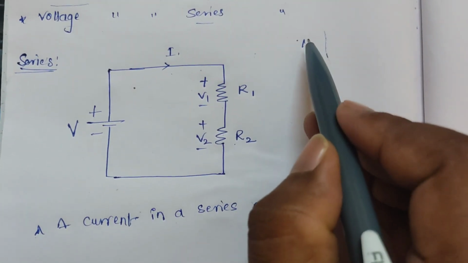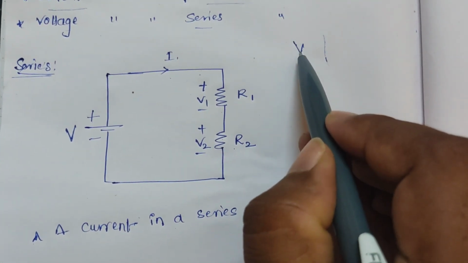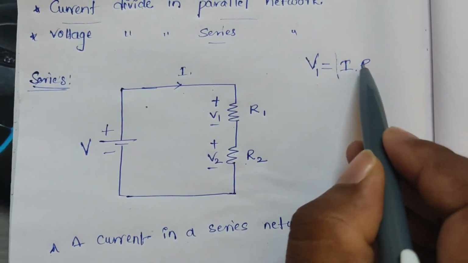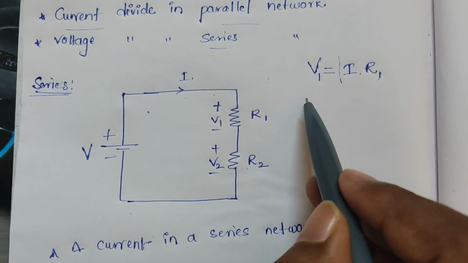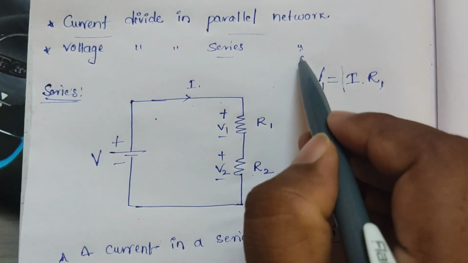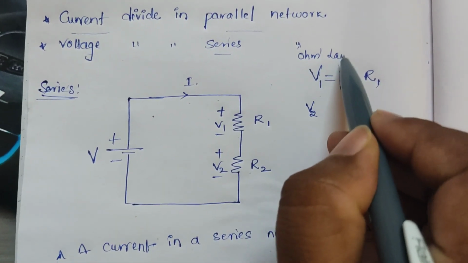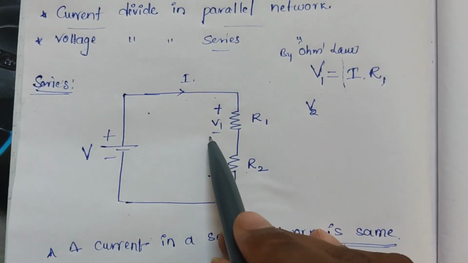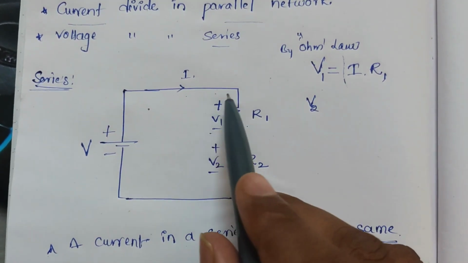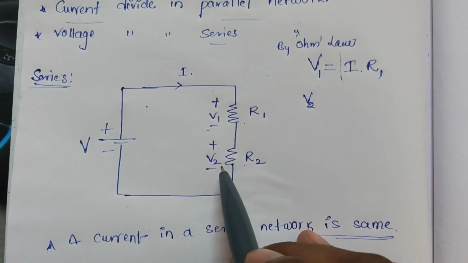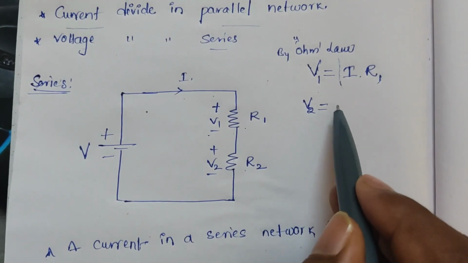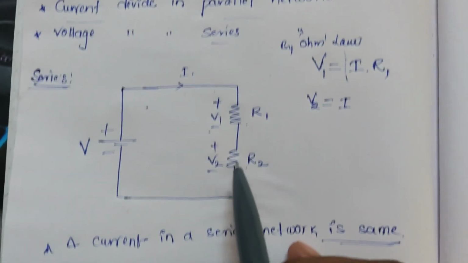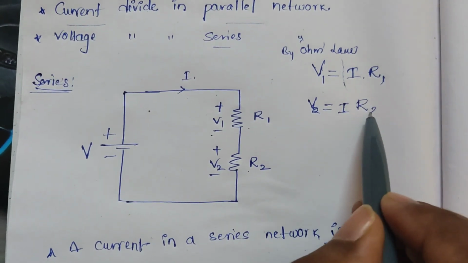So I can write the voltage across the first resistor, V1, equal to the current into its resistance value R1. This is by using Ohm's law, right? V1 is the voltage across resistor R1, that is the current flowing through R1 times its resistance value. Similarly V2 can be written as the current through R2, which is also the current I because it is a series network. So V2 will be I into R2.